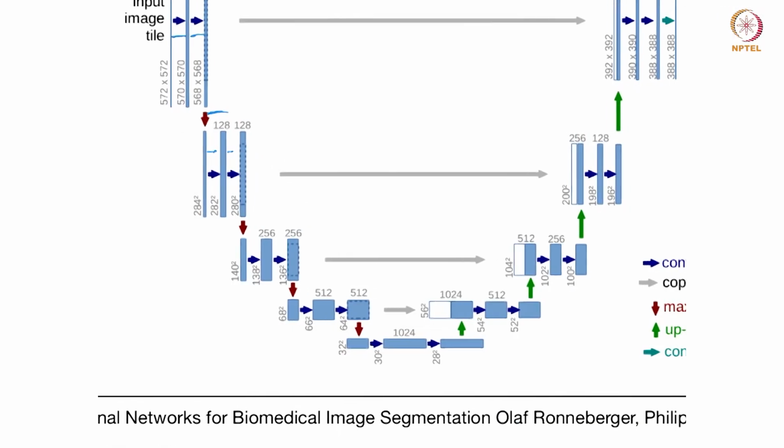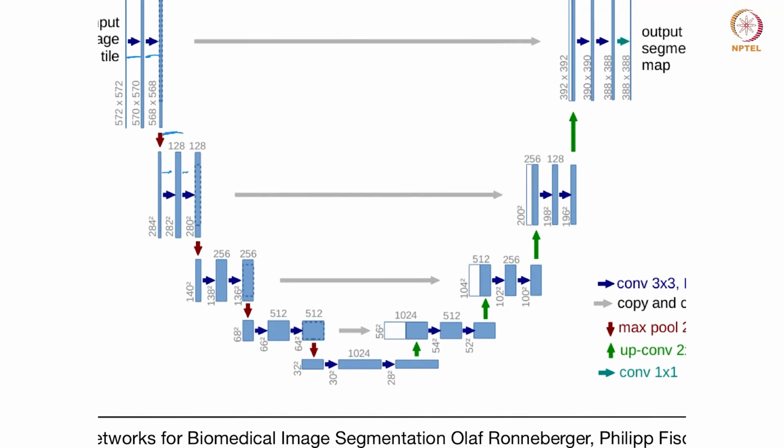So here, you have once again the red arrows indicating downsampling. Every time you have a red arrow, it's a downsampling by a factor of 2. And the blue arrows indicate 3 cross 3 convolutions. Of course, the non-linearity I never mention, but it's implicit. Non-linearity is of course there.